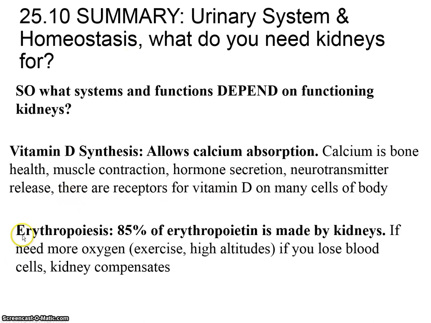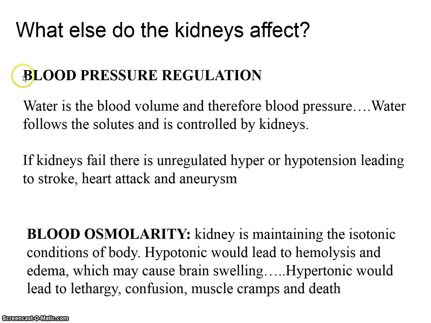All right, the kidneys are also responsible for erythropoiesis because of erythropoietin. 85% of it is made in the kidneys, and the rest can be made by the liver. If you need more oxygen, and that's why erythropoietin is made, you have low levels of oxygen in the blood. Here are scenarios: you exercise, you are at high altitudes, or you lose blood cells, hemolysis, and the kidney will compensate. We've gone over these two a lot, so this should just be a refresher, right?